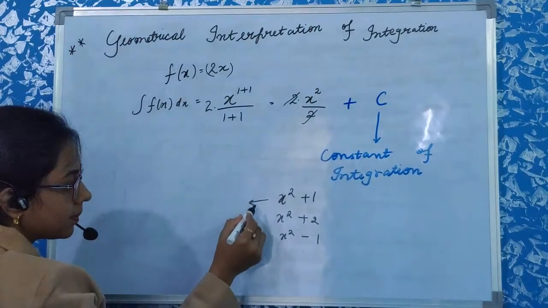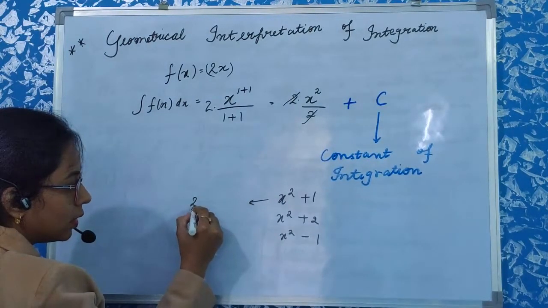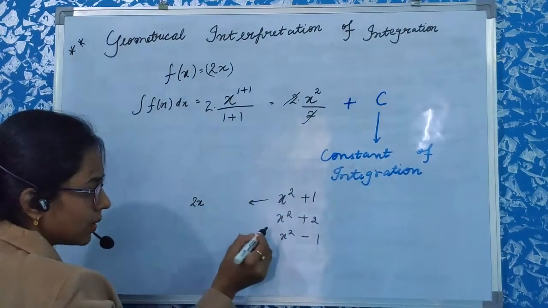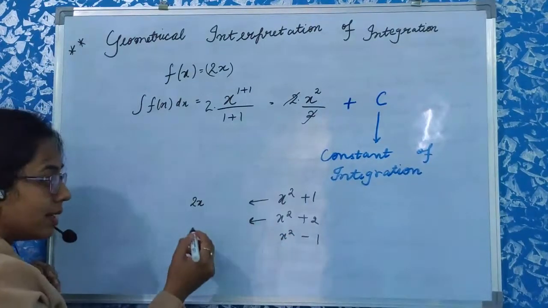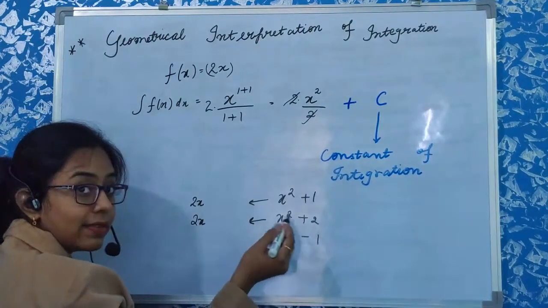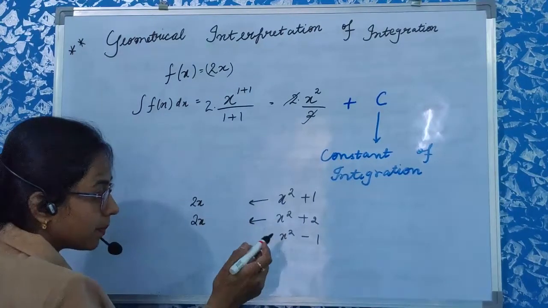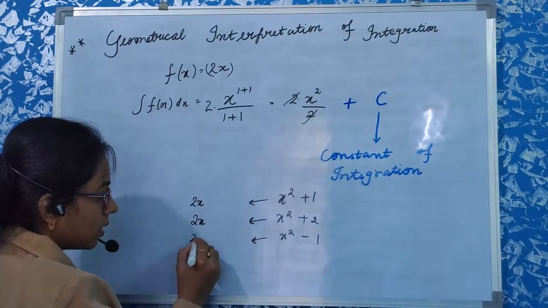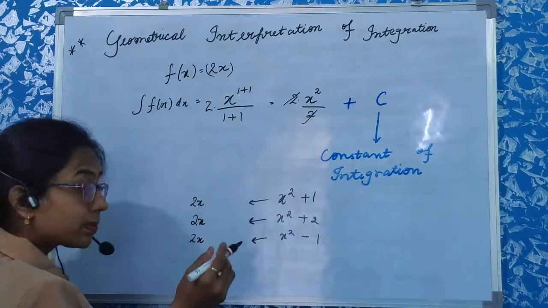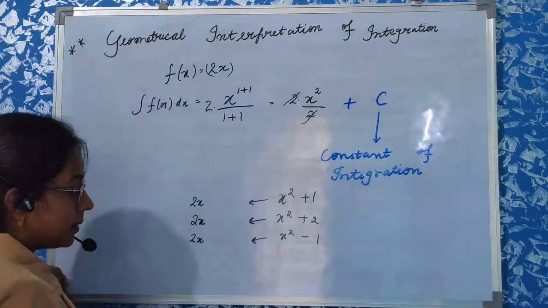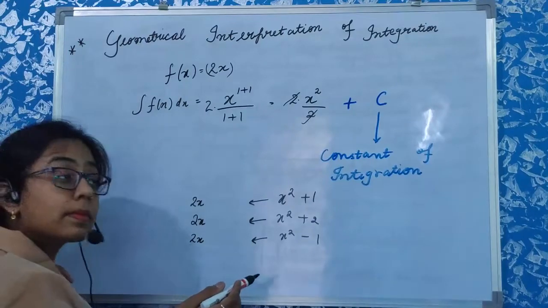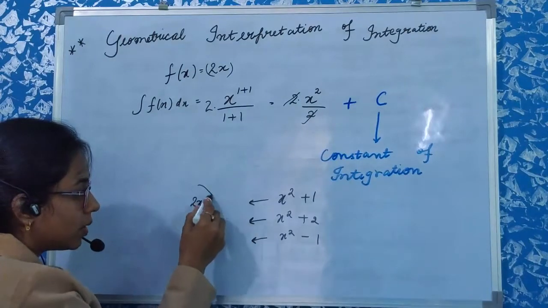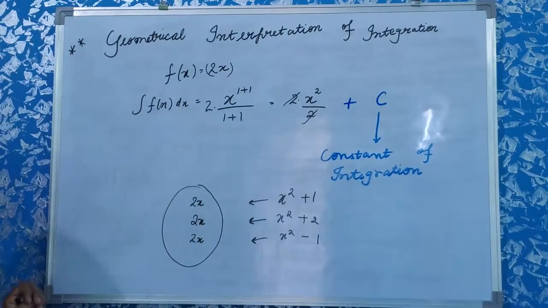Differentiate it. If you differentiate it, you will get 2x plus the differentiation of a constant, which is 0, so just 2x. x square plus 2, differentiate it, you will get 2x. The differentiation of a constant again is 0. And the third one, differentiate x square minus 1 with respect to x, you will get 2x, and again the differentiation of minus 1 is 0. So what did you get? The same answer.